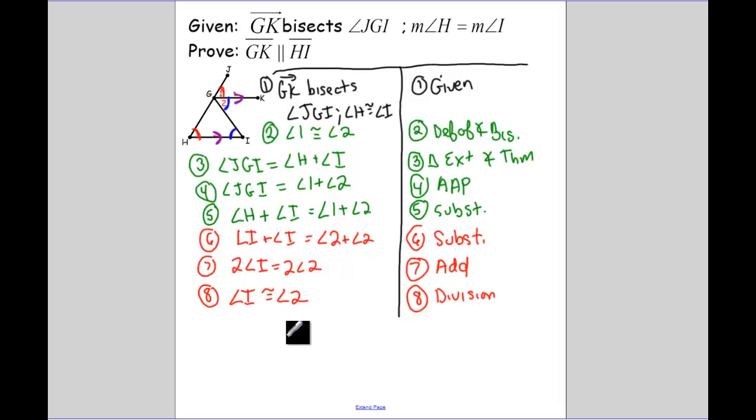Now that I have alternate interior congruent, we can now say that GK is parallel to HI because alternate interior congruent gives me parallel lines.